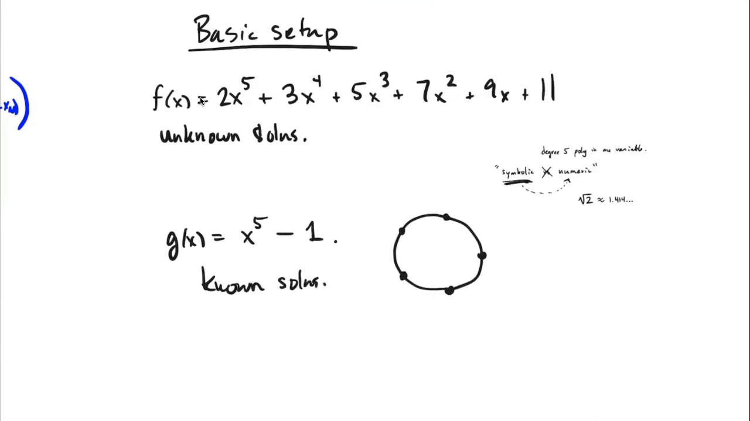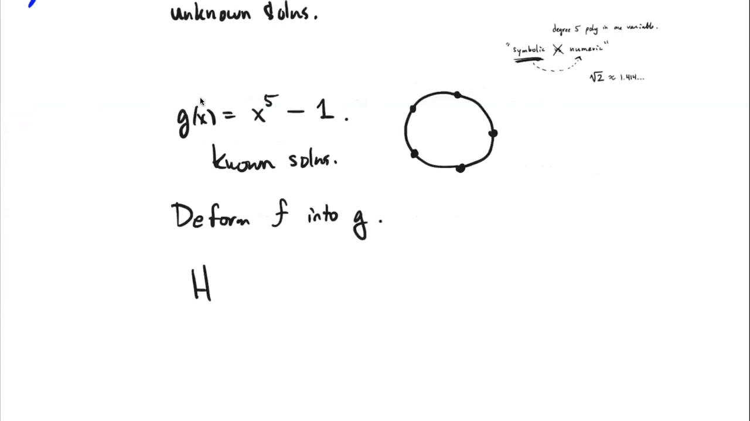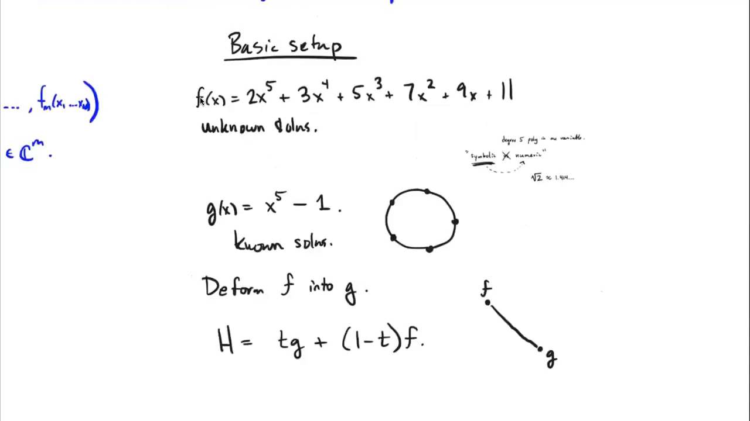Now here's the basic idea. We are going to deform F into G and vice versa, backwards. And so this will be our homotopy, and we'll write H for homotopy. It'll just be H = tG + (1 - t)F. We're thinking of F and G now as points in some space, say the space of degree 5 polynomials. This is a 6-dimensional complex vector space, or maybe since our polynomials all have real coefficients, we could consider it a 6-dimensional real vector space. And we're just going to take the straight line between F and G, and that is our homotopy. Later it'll turn out that we'll want to twist this by a complex number to avoid bad things. But for now, this is good enough.